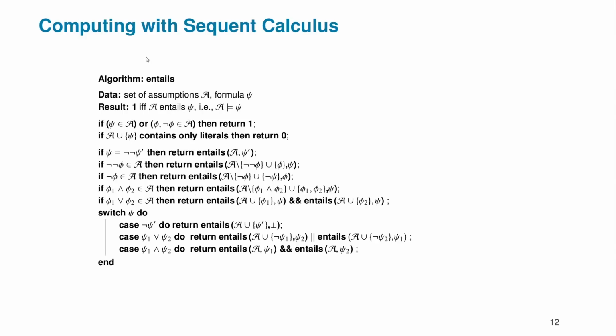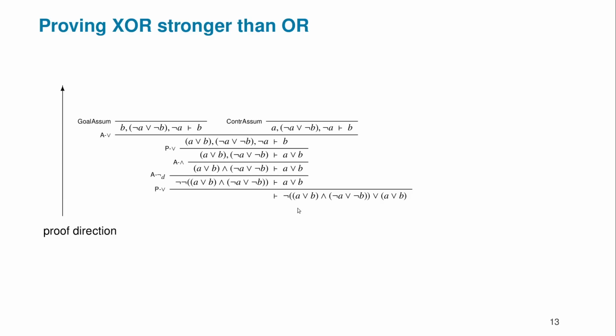I don't want to discuss this in detail, but if you do not like the reading of the rules we have before, you can go over the code and see what is happening: how the set of assumptions is increased and how the goal formula is changed by the application of the rules. This is just the same as what we discussed before, but written down as code. Okay, but now let's have a look at an example.